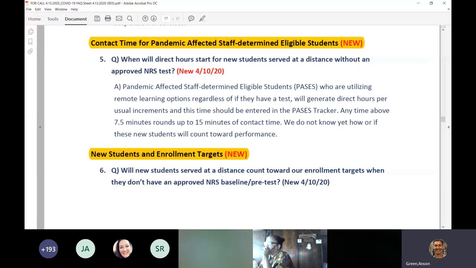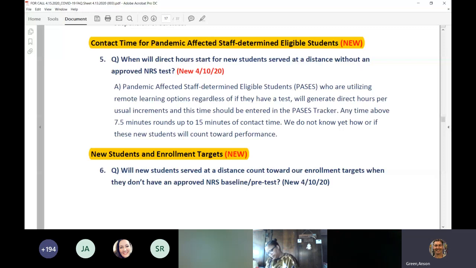This one here is a common one we've gotten. I'll do a couple of these and give Mahalia a break. When will direct hours start for new students served at a distance without an approved test? And so we're saying for the PASS's cohort of students who are utilizing remote learning options, regardless of if they have a test, they'll generate direct hours in the usual increments that we've always used, and we'll enter them in the PASS's tracker, which we'll look at in just a second.